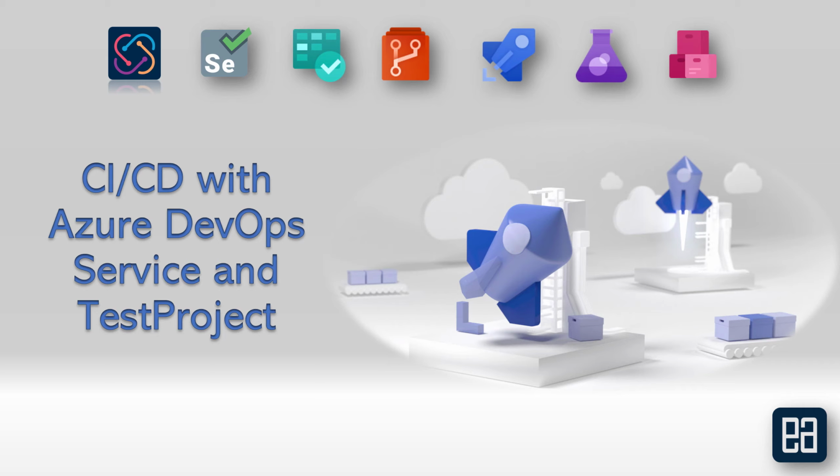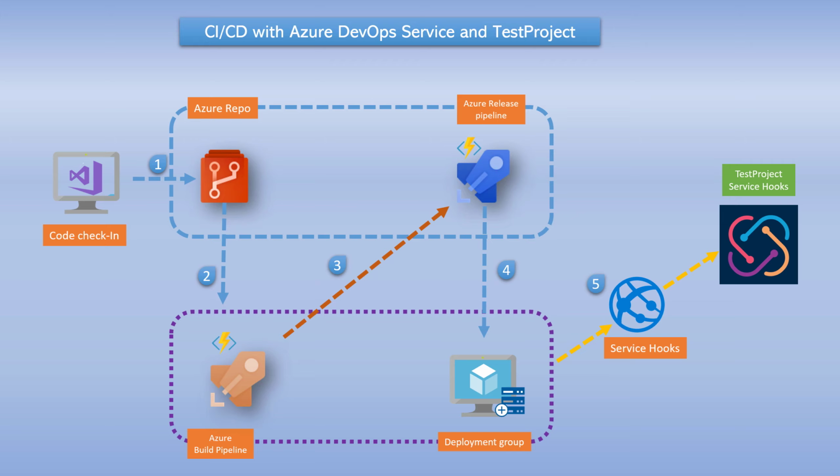So the architecture in this video is going to look something like this. As you can see, this is the architecture that we are going to be working with in this particular video. We have a code check-in happening from my local machine, which then pushes the code into the Azure repository. The code pushed into the Azure repository is then going to automatically trigger the build in Azure pipeline. And once the build is completed, the Azure release pipeline is going to automatically trigger the execution.